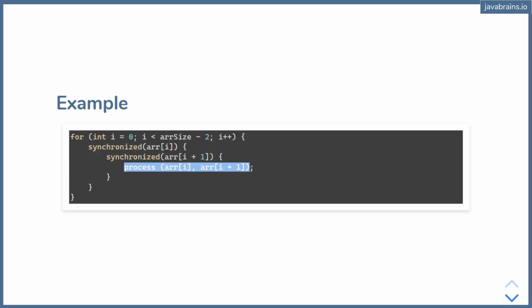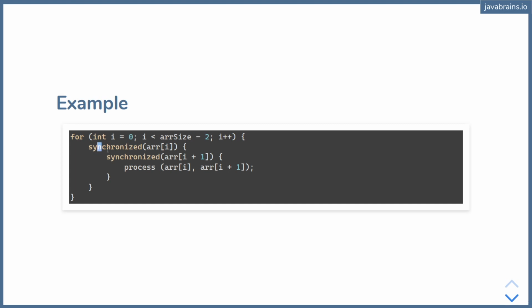Okay, I'm going to process this, and in the end, I'm going to release the lock for both array of 0 and array of 1. Okay, and the next iteration, I'm going to get a lock for array of 1 and array of 2. Okay, process, again, release both the locks. You see how this can be a little counterintuitive, right? It's doing more work than it should.